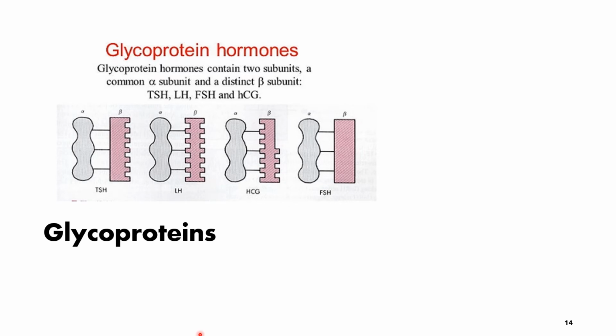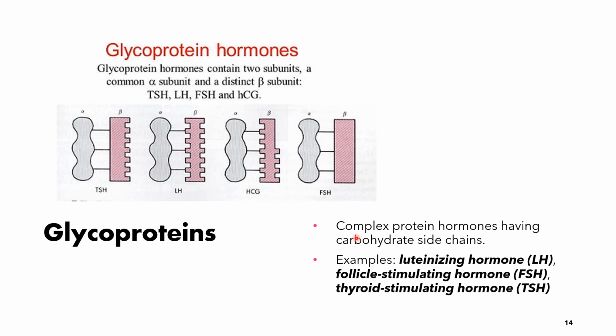Another class of hormones are the glycoproteins. So when we say glycoproteins, these are hormones that are made up of a complex protein having a carbohydrate side chains. So what are examples of glycoprotein hormones? Examples of this are luteinizing hormone or the LH, the follicle stimulating hormone or the FSH, the thyroid stimulating hormone or the TSH, as well as the human chorionic gonadotropin.